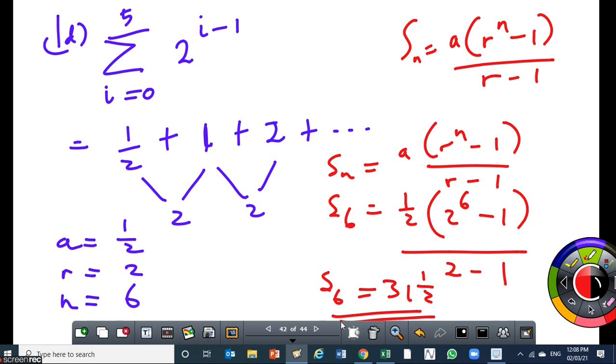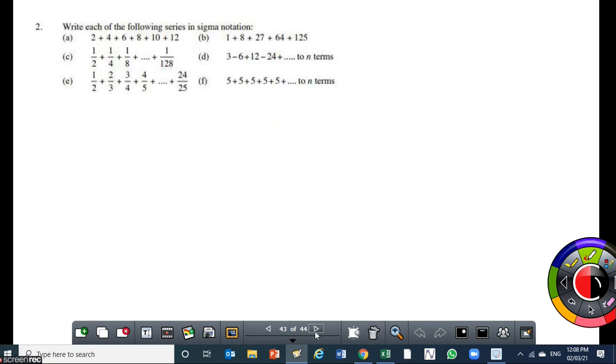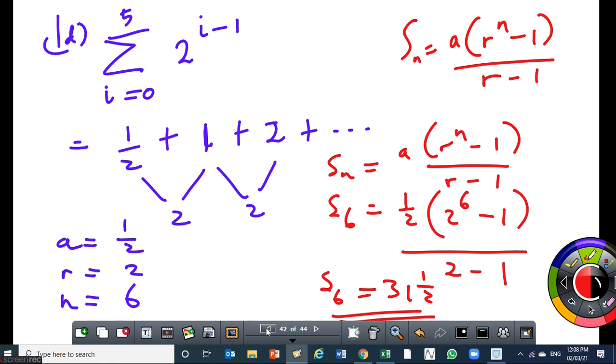Here's the question. I need to do an example now where you are given an expansion. You have to use the sigma notation to represent that. Okay? So let's move on to the next type of question. That's number 2. Write each of the following using the sigma notation.